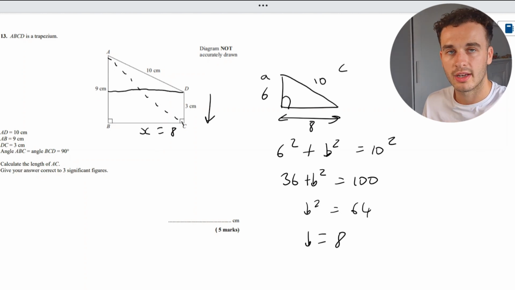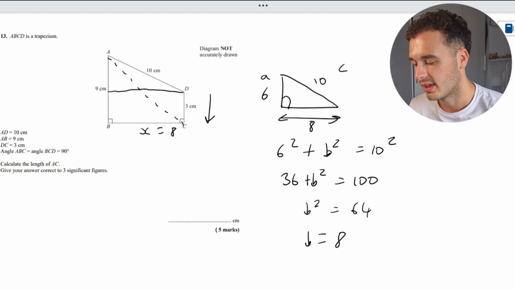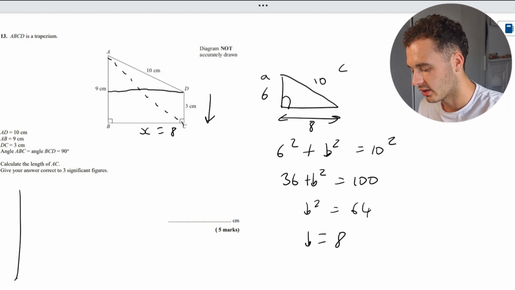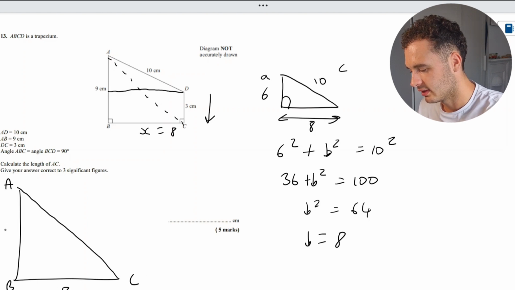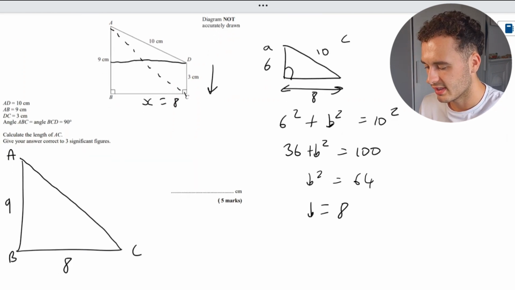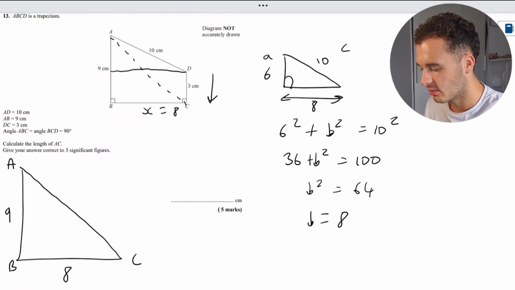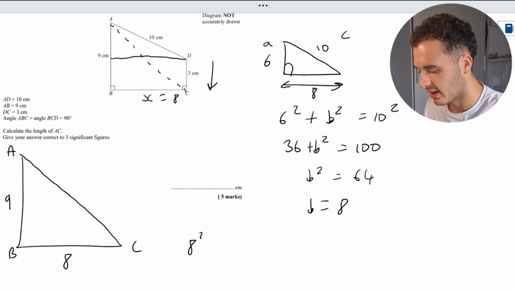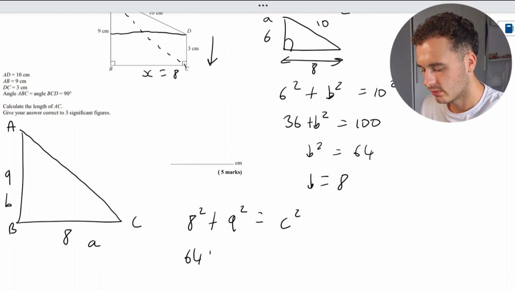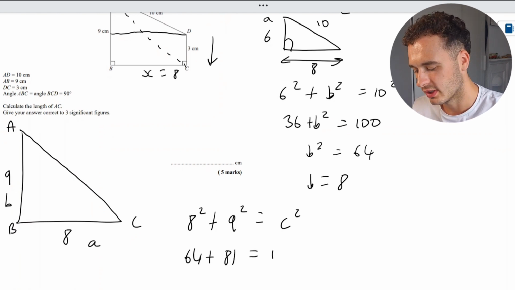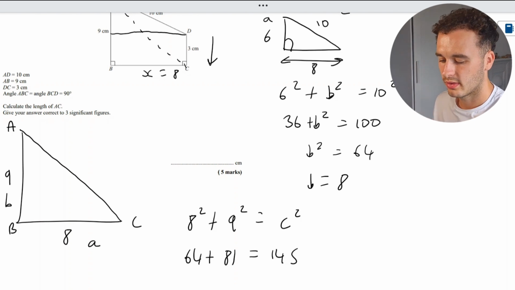So we can draw that larger triangle and we can do Pythagoras again. So drawing this triangle here, A, B, C, this is 8, this is 9, and how do we find AC? Well, we're going to do Pythagoras. We're going to do 8 squared plus 9 squared equals C squared, because this is A and B. Well, 8 squared is 64, 9 squared is 81, 64 plus 81 is 145. So that is C squared.